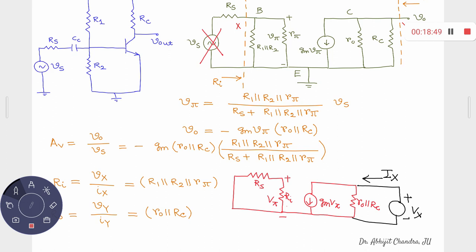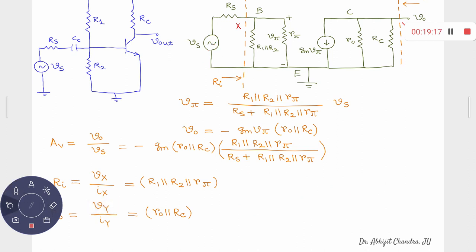Moderate kilo ohms. Typically R1 is in the range of few tens of kilo ohms, R2 is in the range of few tens of kilo ohms, and r pi is within 10 kilo ohms or so, 5 kilo ohms, 8 kilo ohms, 10 kilo ohms, something like that, depending upon the value of your DC base current. And R0 is typically large, in the range of hundreds of kilo ohms, RC is in the range of few kilo ohms, and therefore both the input and the output resistance are in the range of kilo ohms for this common emitter configuration.